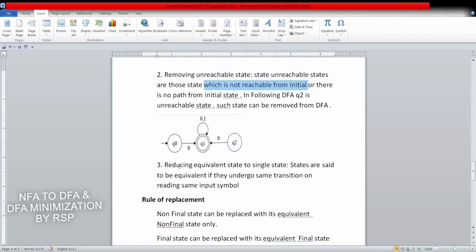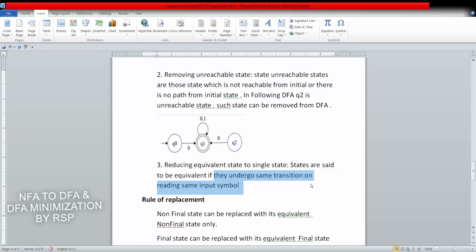And the third rule is very important: reducing equivalent states to a single state. So first we understand what we mean by equivalent states. States are said to be equivalent if they undergo the same transition on reading the same input symbol. For example, there are two states Q1, Q2. On reading input 0, they go to the same state, let's say Q3, and on reading input 1, they go to the same state, let's say Q4.